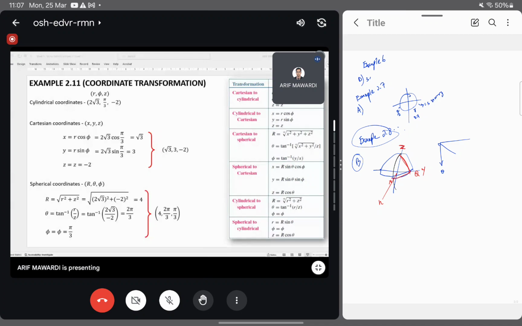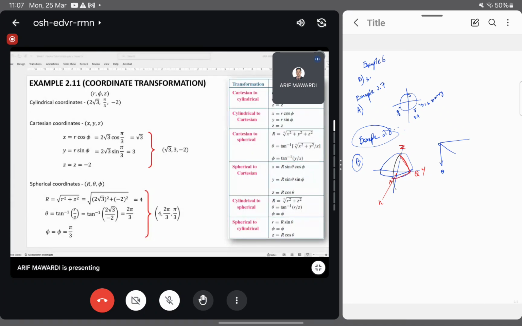The first coordinate variable in the spherical coordinate system is r. So r is equal to the square root of r squared plus z squared. Here r is 2 times the square root of 3, and z is minus 2. I just substitute these two values, so I get 4. And then the second coordinate variable, theta in the spherical coordinate system, is equal to the inverse tangent of r over z.